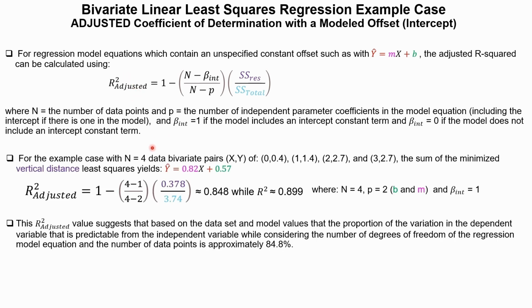In the example case, there were 4 input data sets, therefore n is 4. The model equation form had 2 independent parameter coefficients that were solved for, therefore p is 2, and the model had an intercept coefficient term which was solved for, and therefore beta intercept was 1. The residual sum of squares was as before, and the total sum of squares was as before. For this data set and the form of the equation used, this adjusted R-squared value suggests that approximately 84.8% of the variation of the dependent variable y is predictable from the independent variable x using this equation form.